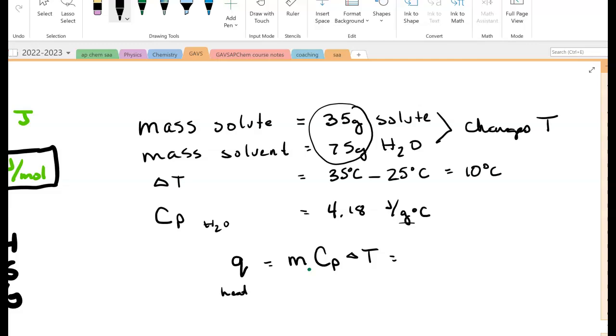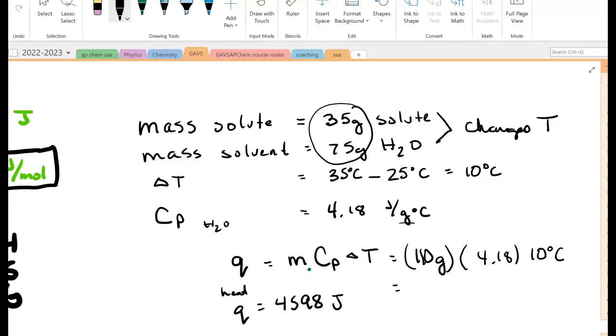So that's going to be what? 110 grams, and that's my mass, and my specific heat is 4.18, and my change in temperature is 10 degrees Celsius, and so I do the math. So the fact that I took 35 grams and dissolved it in 75 grams of water and it changed temperature, I got a total heat of 4598.